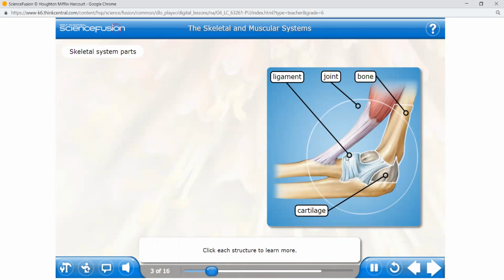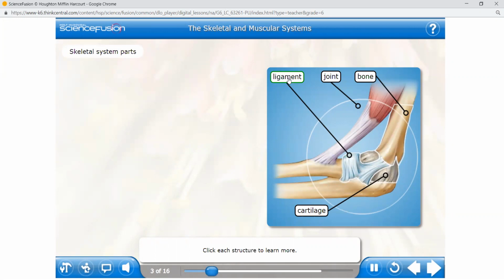See, in this picture, click each structure to learn more. Bone to bone, the strong one is ligament. Okay, then you have a cartilage. And this is called a joint. The whole thing, we call it a joint. And here is the bone. One by one, I'll click and they will tell you.